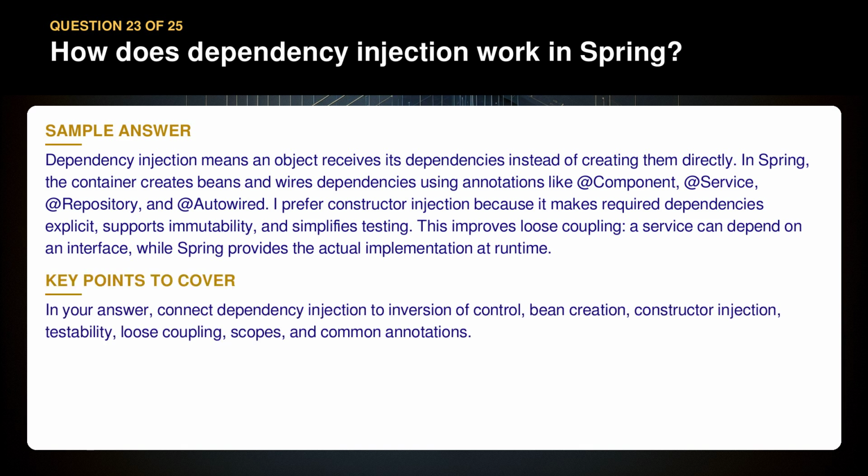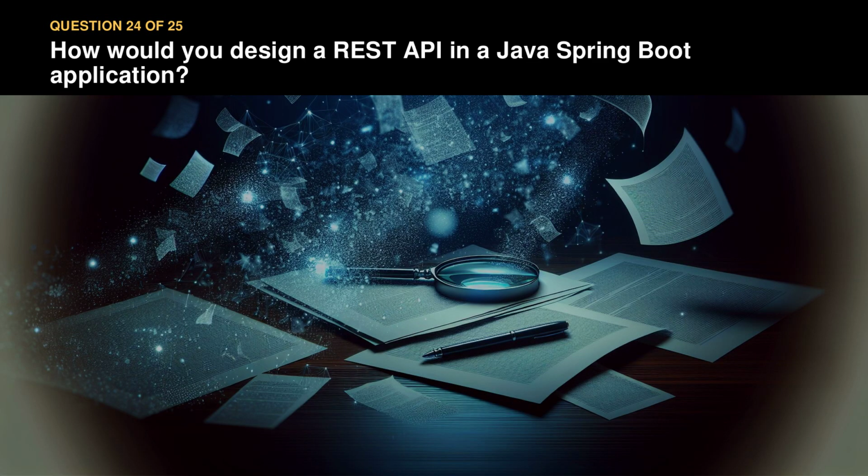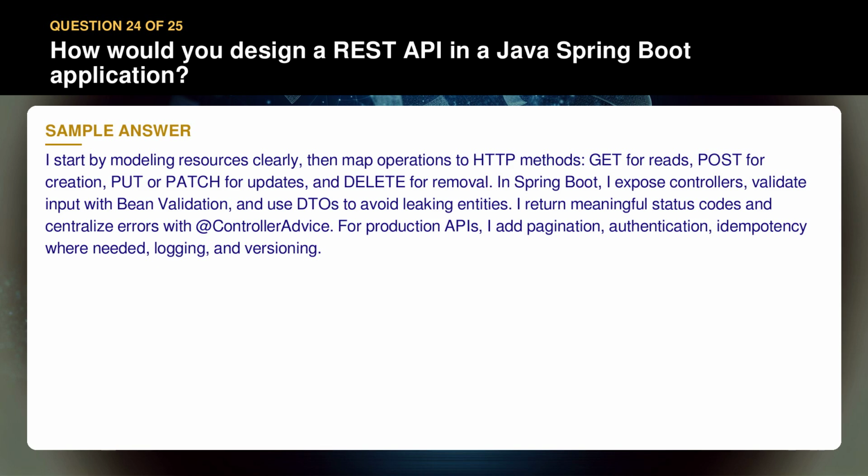In your answer, connect dependency injection to inversion of control, bean creation, constructor injection, testability, loose coupling, scopes, and common annotations. Question 24. How would you design a REST API in a Java Spring Boot application? I start by modeling resources clearly, then map operations to HTTP methods: GET for reads, POST for creation, PUT or PATCH for updates, and DELETE for removal.